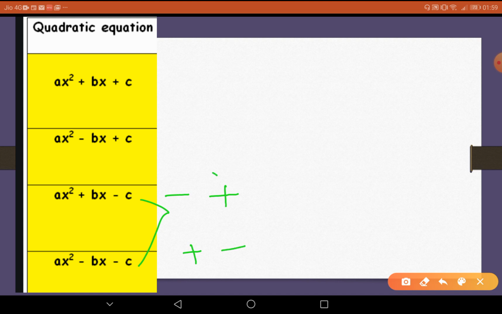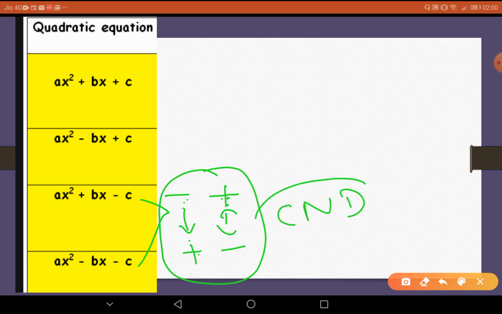Now you can interpret from here that minus will be greater than plus, and plus will maybe be greater than plus, but this minus will never be greater than this plus. So there is a conflict. That's why the answer is always C and D. Okay. Now let me explain this with an example.